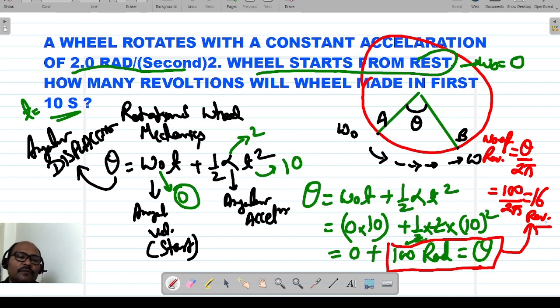So students, in this way we can solve such numericals based upon rotational mechanics. We'll see some more questions going forward, and keep on learning.